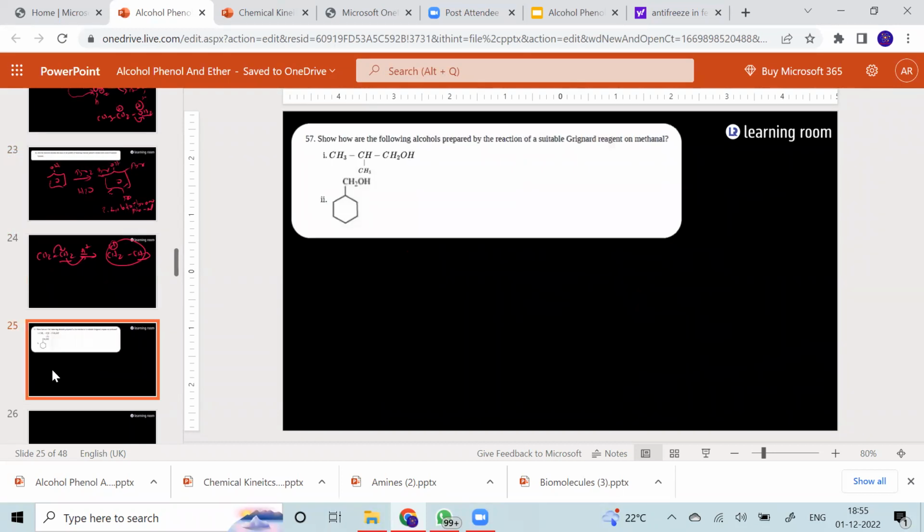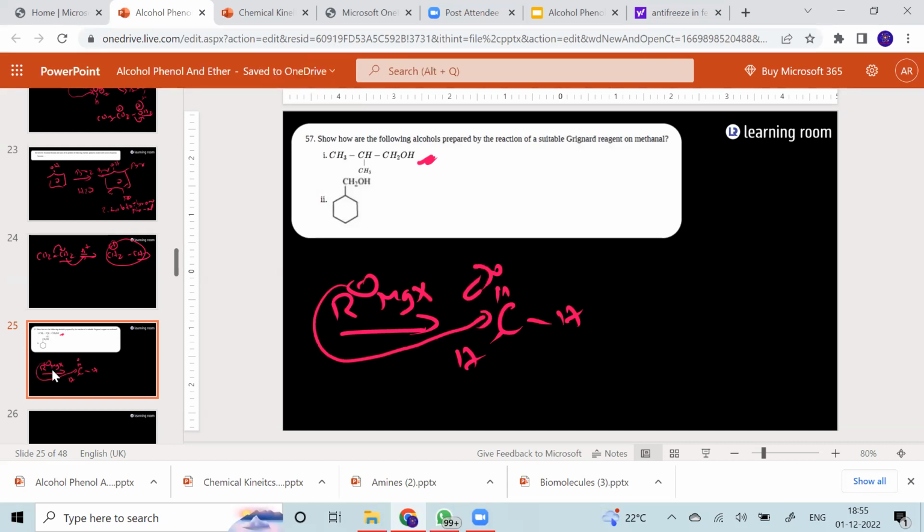Next. Show how the following alcohols are prepared by the reaction of a suitable Grignard reagent with methanal. Right now we have methanal for sure. That is H and H. Now we need to put some R minus MgX plus so that we are going to get these alcohols. Say R attacks here and this bond breaks. We will have R CH2 because this carbon is having CH2 and that is having one O minus, and that will eventually take up an H from OH.